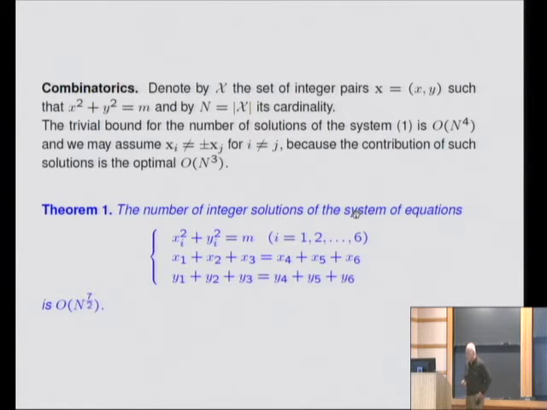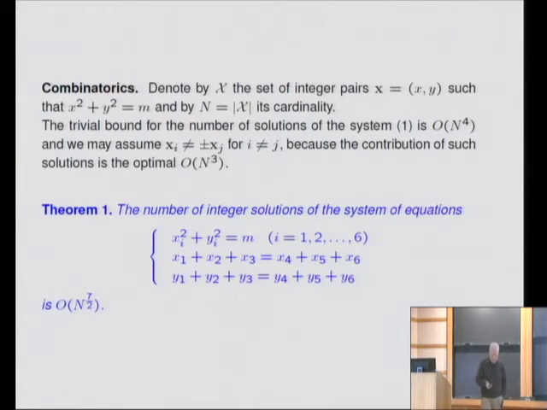So the theorem is, the number of integer solutions of the system is at most n to the power 7/2. Well, that's less than 4. It's a nice number. It's halfway between the conjecture of 3 and the trivial bound 4.